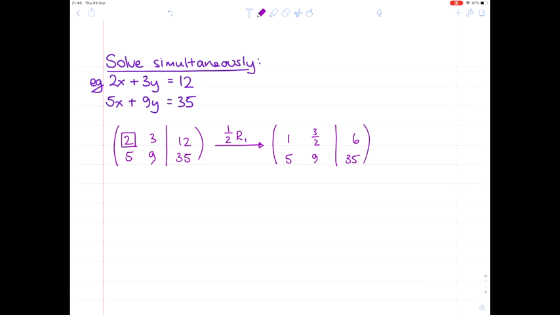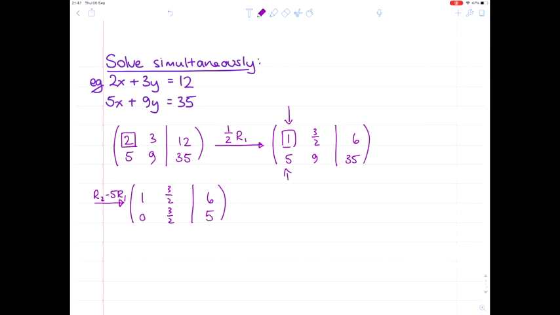So now we've got this 1, we need to make sure that everything else in this column is zeros. Well, the only thing we need to worry about is that 5. So let's subtract off 5 times row 1 from row 2. So we've got row 2 minus 5 row 1. Row 1 is not changing. Row 2 becomes 0, 9 minus 15 over 2, which we'll find is 3 over 2, and 35 minus 30, which gives us 5.